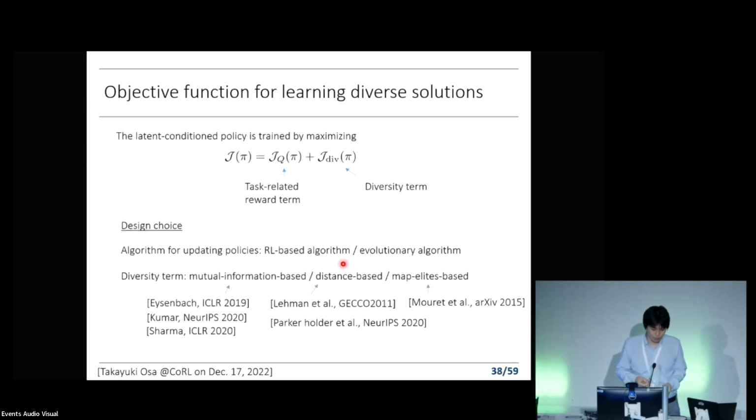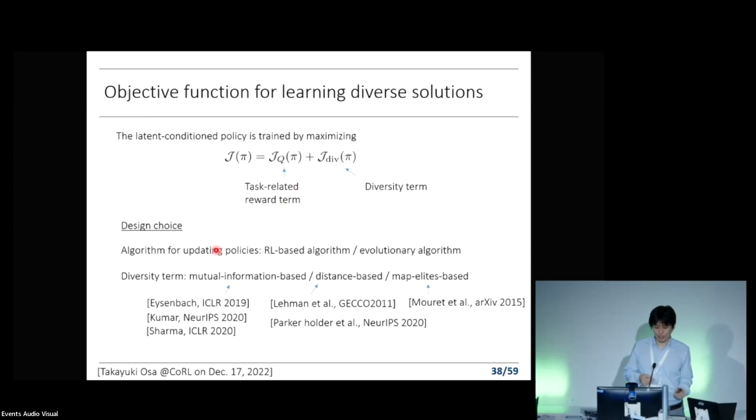To obtain diverse solutions, existing methods often use an objective function in this form. The objective function is usually given by the sum of the task-related reward term and the diversity term. When we design an algorithm for discovering diverse solutions, there are a few important design choices. One is the algorithm for updating policies.